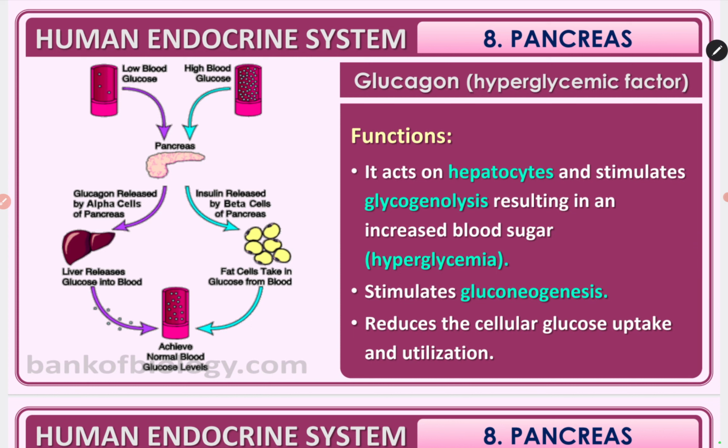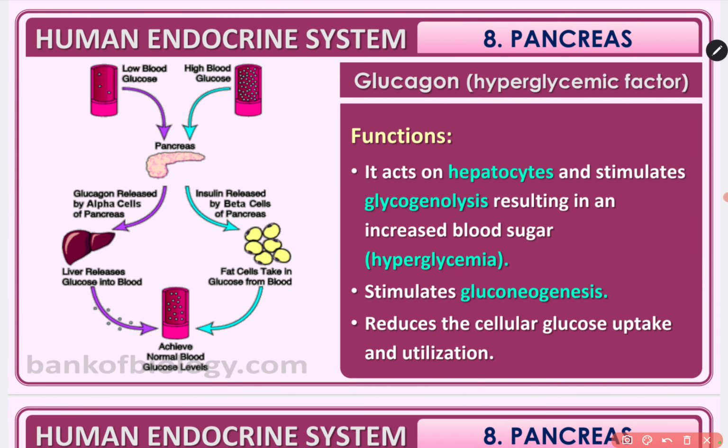First of all, glucagon, a hyperglycemic factor. It acts on hepatocytes and stimulates glycogenolysis, resulting in increased blood sugar, that is hyperglycemia. It stimulates gluconeogenesis and reduces cellular glucose uptake and utilization.